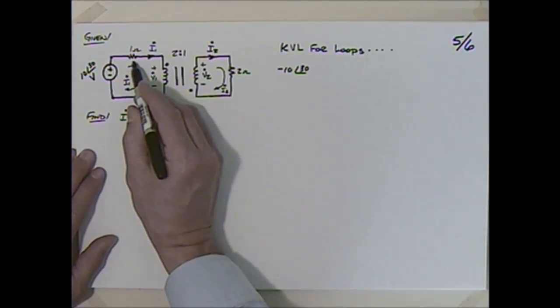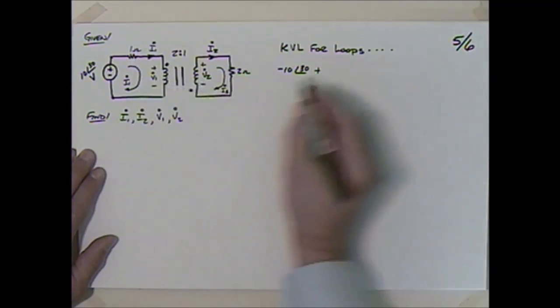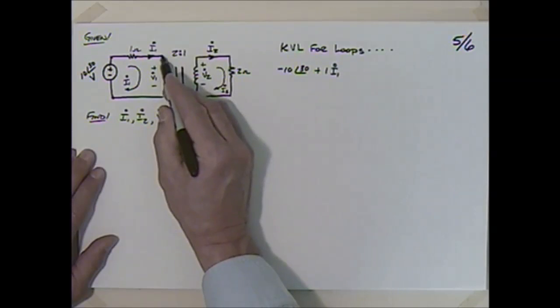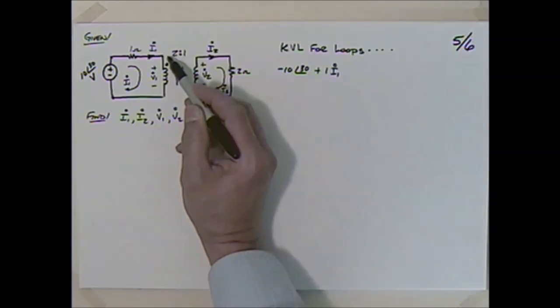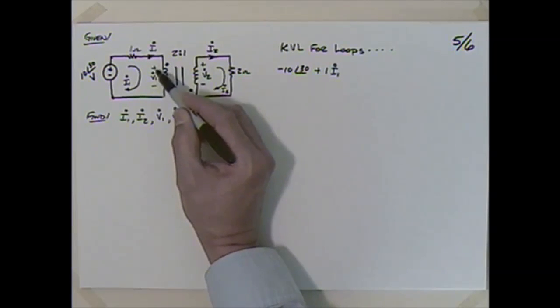And then I'm going to have a drop as I go through that resistor. I'm going to take drops as positive. So I'll have a positive 1 ohm times I1. And that gets me to this point. And the way we usually handle this is with this assumed voltage here.